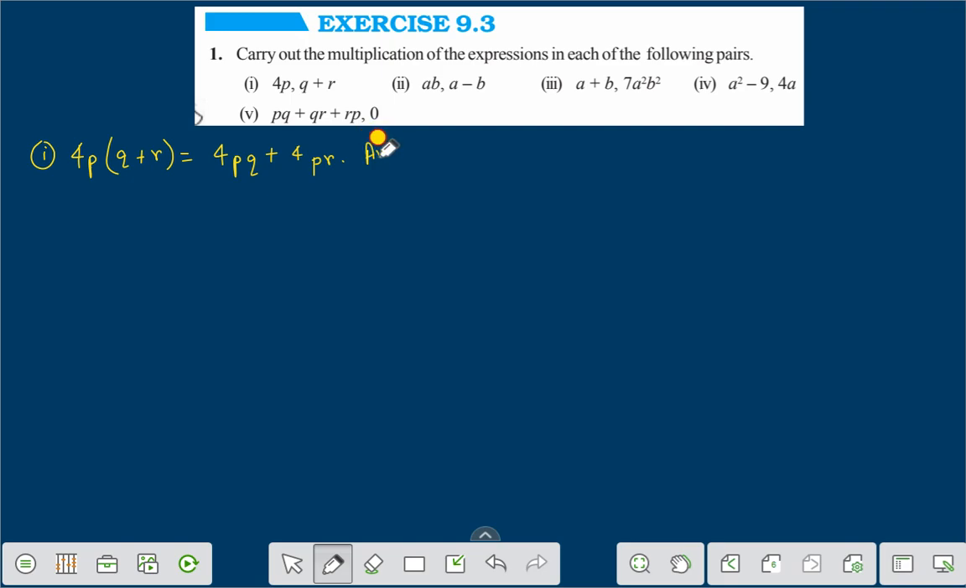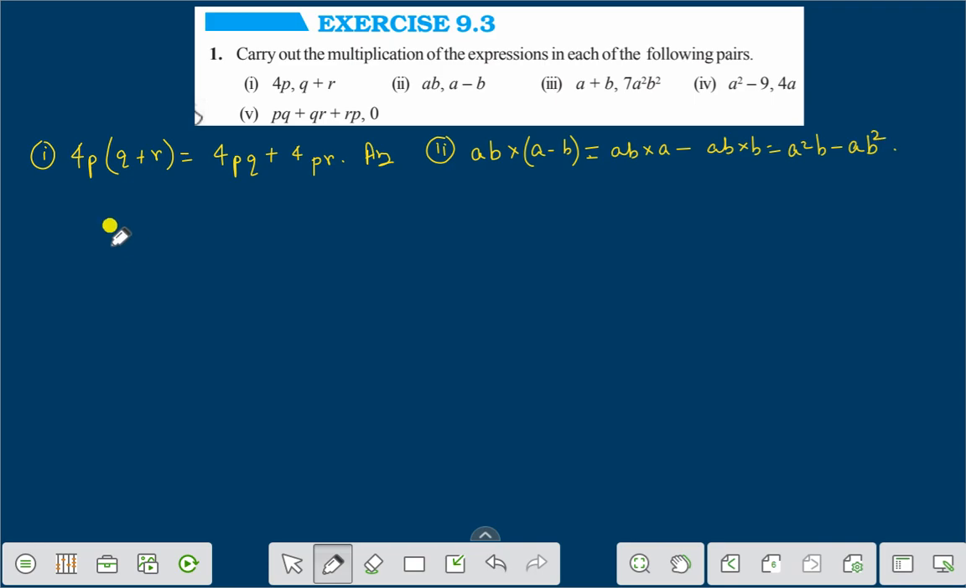Answer to the first one. The second question is AB into (A minus B). That means we are getting AB into A minus AB into B. That is, we get A square B minus A B square. That is the answer to question number 2.